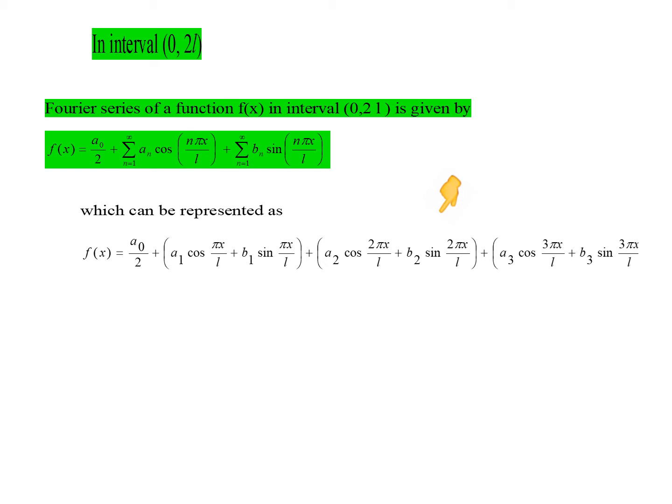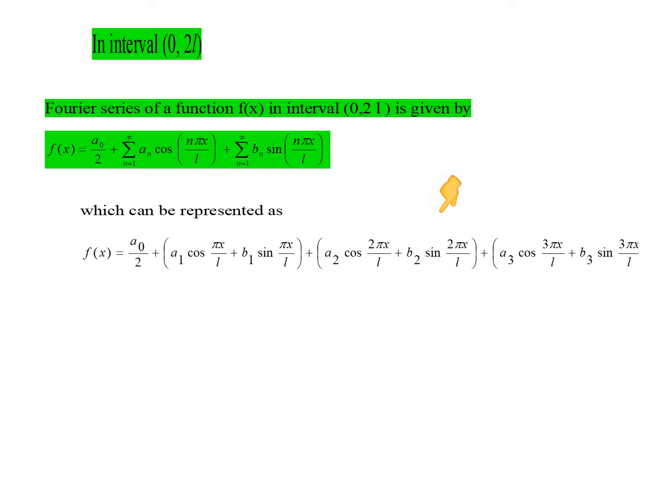And as usual, in harmonic analysis, we split component wise. So split the summations. The first term will be, when we put n equal to 1, a1 cos pi x by l plus, in the next series, b1 sin pi x by l. So club this. This is the first term. Of course, a0 by 2 is sitting as a constant term in the beginning.